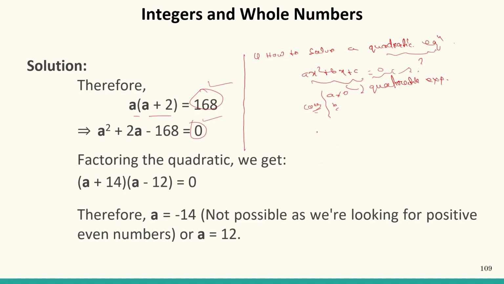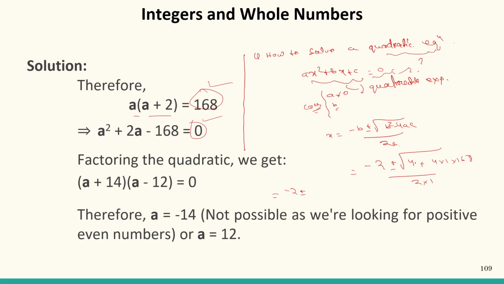How to solve it? We have a formula, that is the Sridharacharya formula. If this kind of equation is there, x is equal to minus b plus or minus root over of b square minus 4ac, whole by 2a. So in this case it will be minus b is equal to minus 2, plus or minus root over of b square, that is 4, minus 4 into a, that is 1, into c, that is minus 168. So it will be plus 168, whole by 2 into a, that is 1. So the answer will be minus 2 plus or minus.